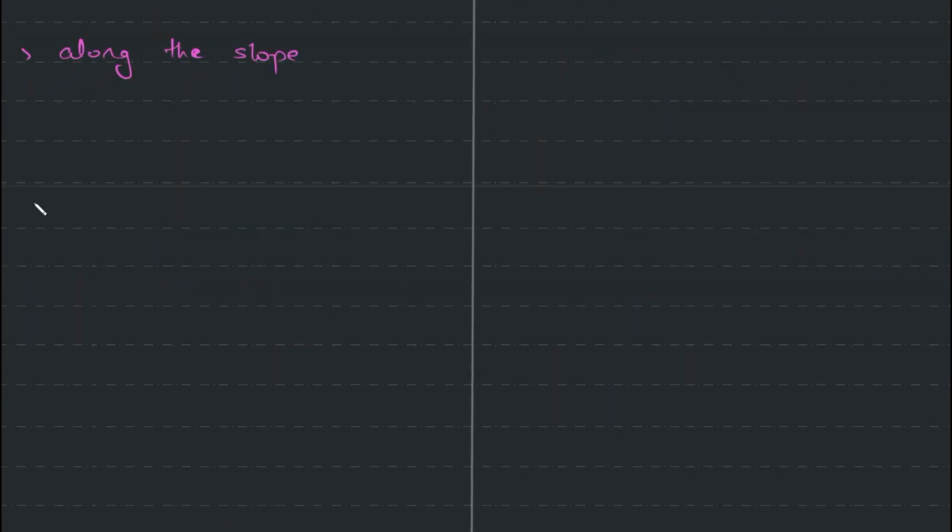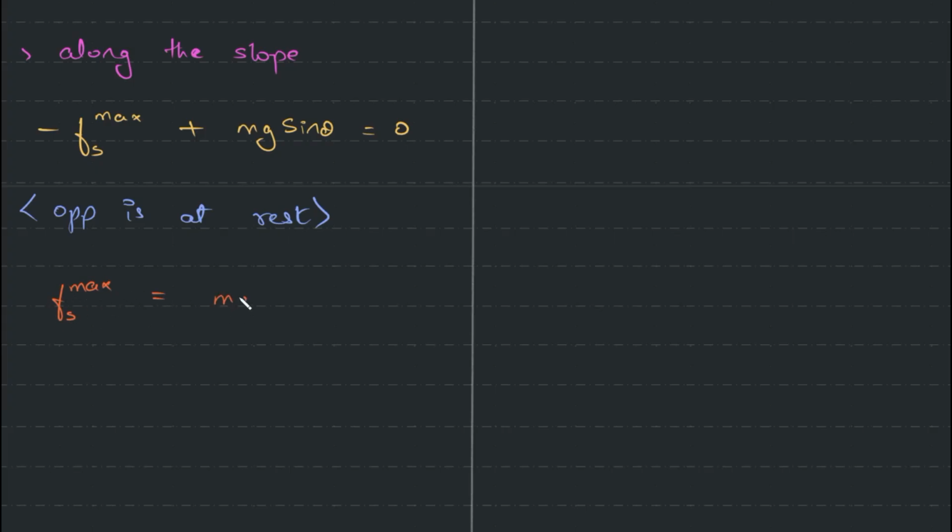Okay, so if I take sliding down the slope as positive, then we have fs max, a negative value, plus mg sine theta should be equal to 0. Again, why? Because the object is at rest. So this has to be 0. This is again with Newton's second law. So on rearranging, what do we end up with? fs max is equal to mg sine theta. Let's call this 2.